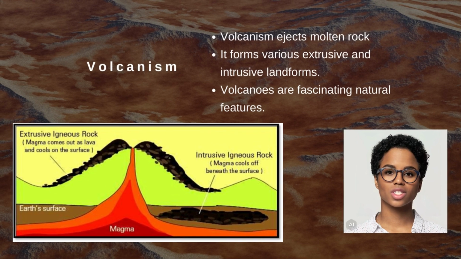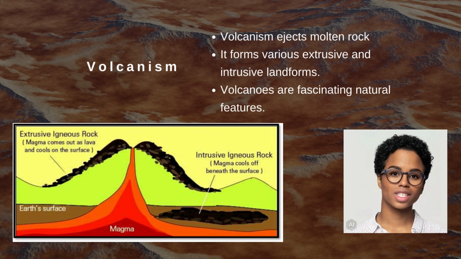Volcanism involves the ejection of molten rock, or magma, to the Earth's surface. This process gives rise to a wide array of landforms, both extrusive and intrusive, and often leads to the formation of volcanoes, which are truly fascinating natural features.